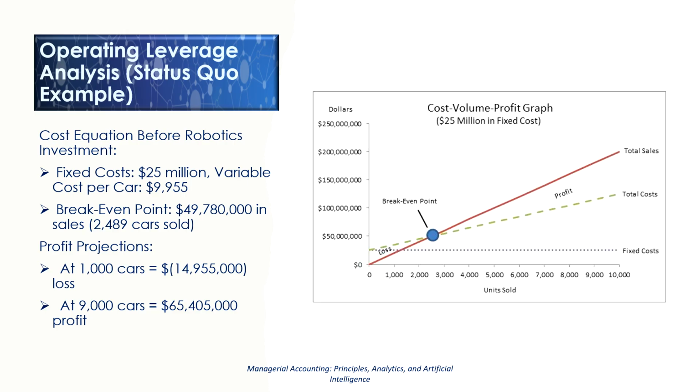Let's take a look at the cost structure in our earlier example, where the fixed costs equal $25 million and the variable cost per car was $9,955. You can see the break-even point is approximately $49 million, or 2,489 cars sold. The profit is represented by the space between the total sales and total cost line, whereas the loss is represented by the space below the break-even point.